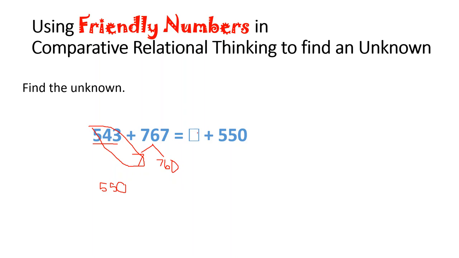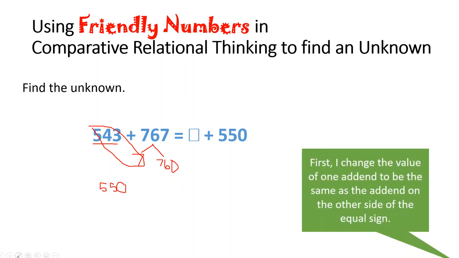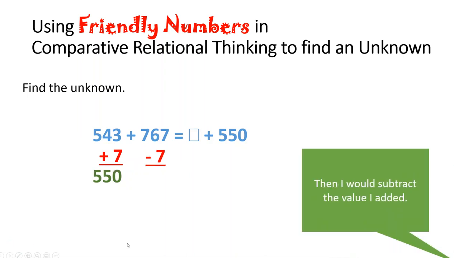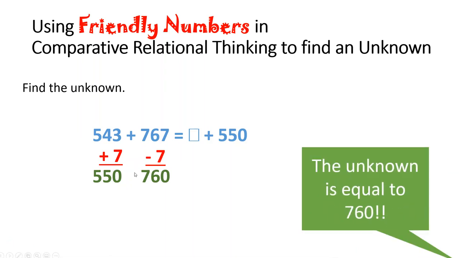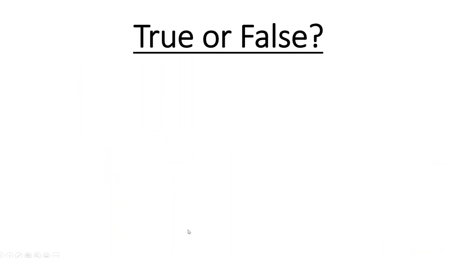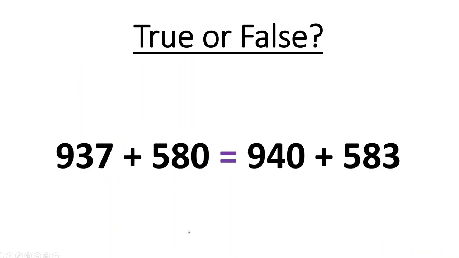That's 760, so what's my missing number? 760. Let's see. First I add 7. Where did I get it from? I would subtract 7 from next door. So the unknown is equal to 760 because both sides have to match. So true or false?